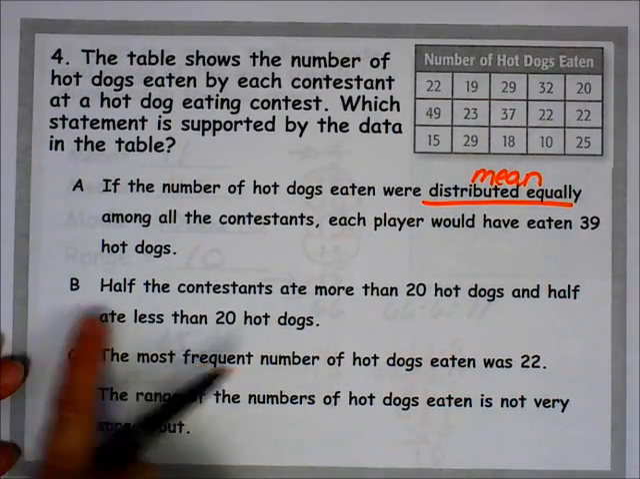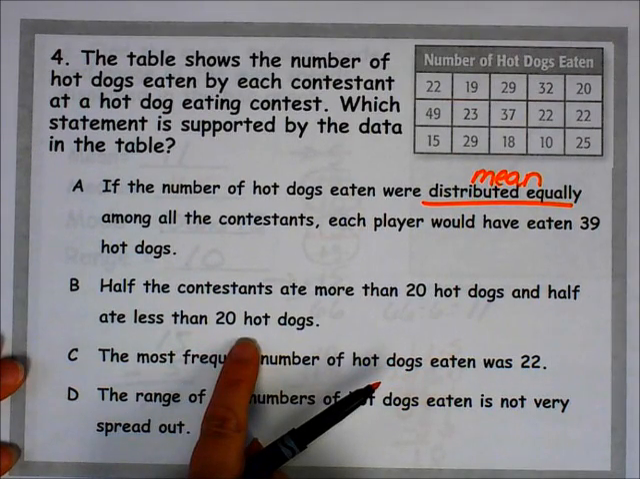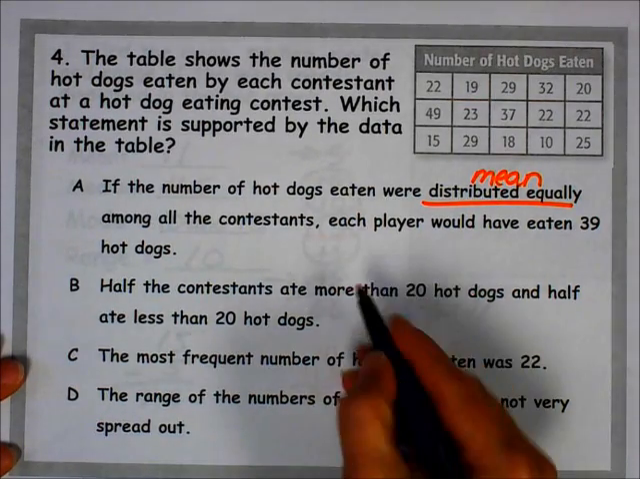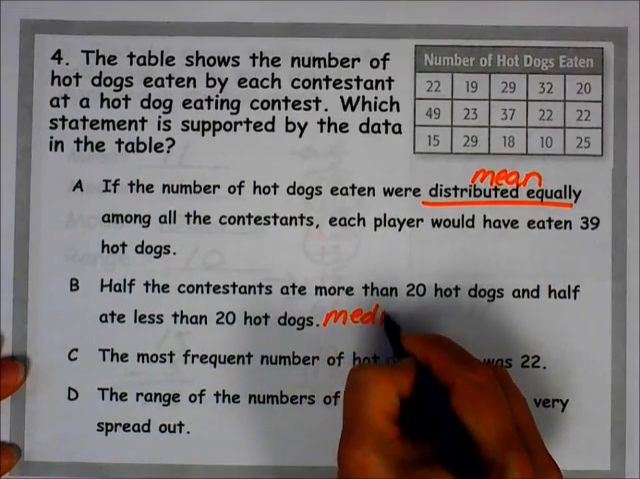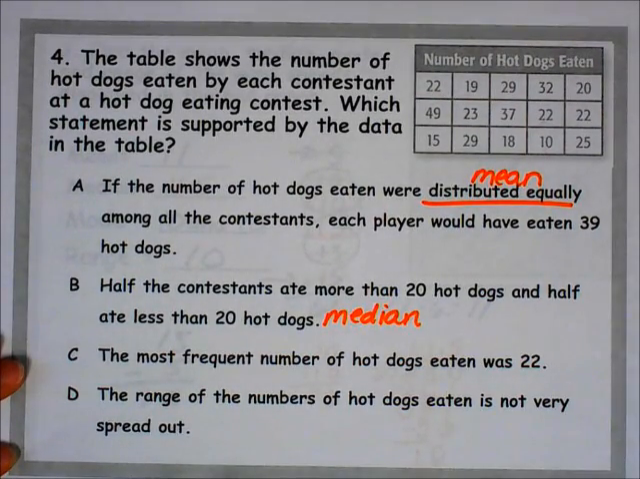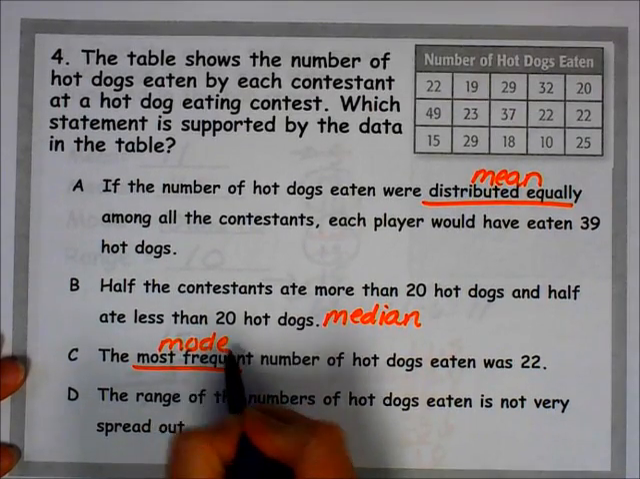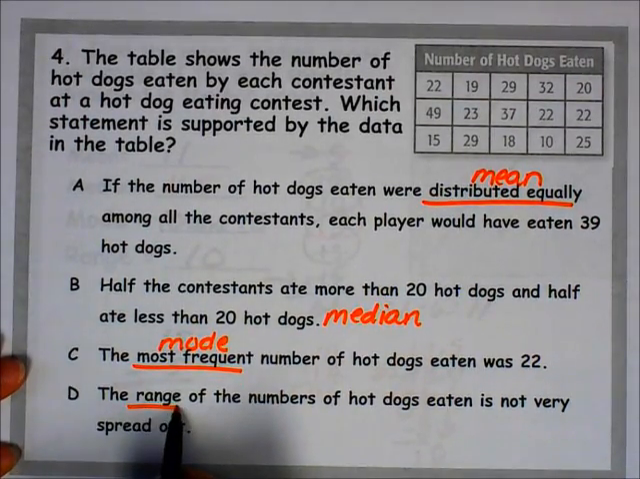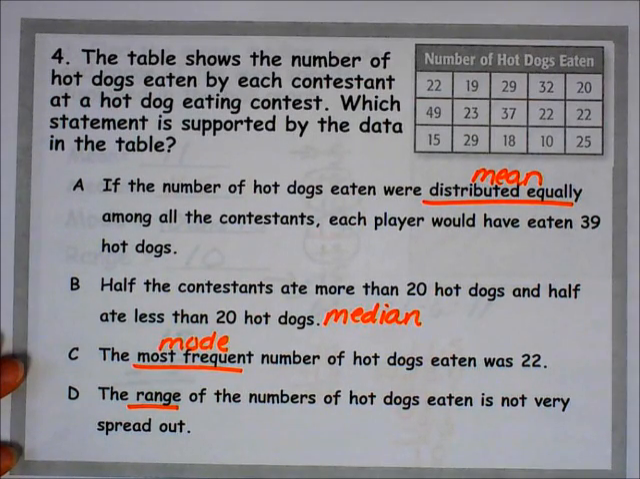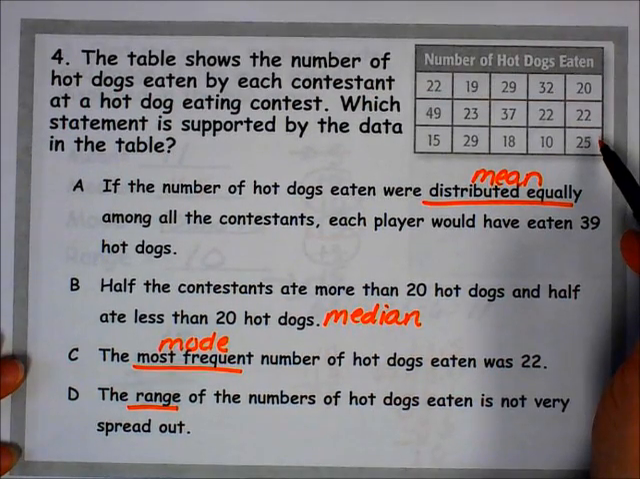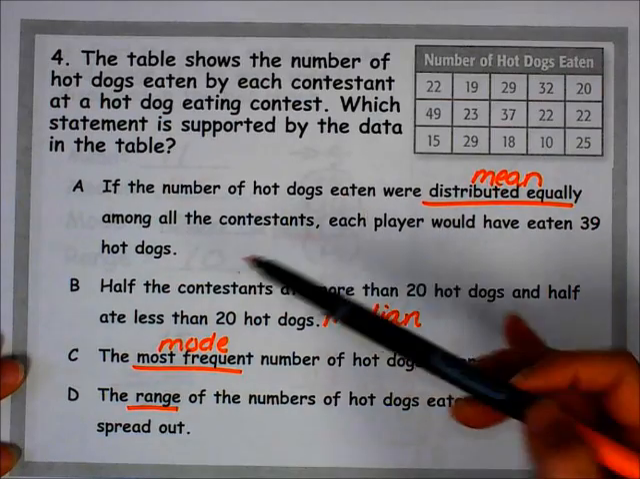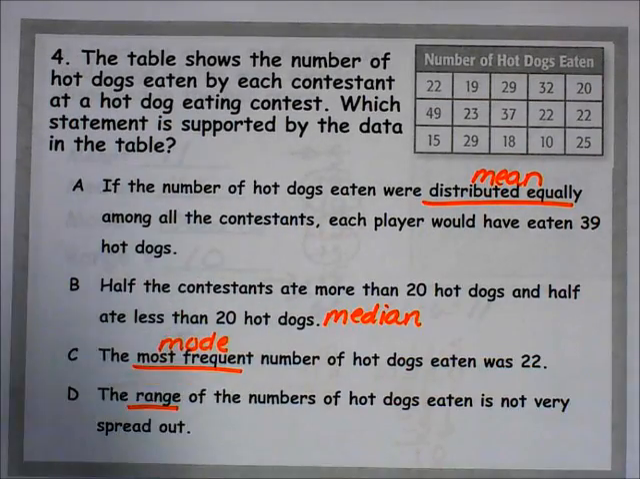Let's look at B. B says half the contestants ate more than 20 and half ate less than 20. So notice when I'm taking the front half and the back half, I'm looking for the median. So B is talking about finding the median. C says the most frequent number of hot dogs eaten was 22. Most frequent tells me C is talking about the mode. And D is talking about the range of number of hot dogs eaten. So I want you to hit pause, find the mean, median, mode, and range of the set of data, and then determine whether your correct answer is A, B, C, or D.